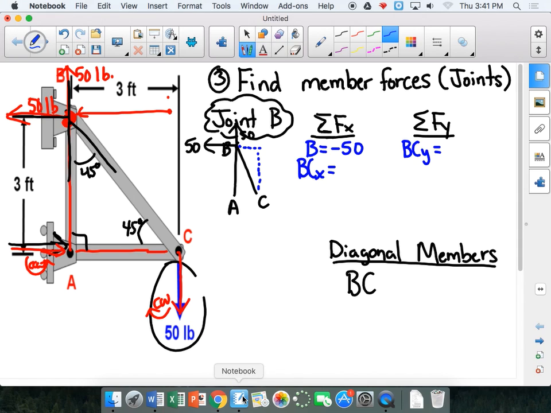Now let's look for forces in the y direction. I have BA that's in the y direction, and I also have the outside force at joint B right here that's in the y direction. And that one we already know is positive 50. So I can solve for BCX really easy because I know that that should equal 0 if I add these up. So BCX has to be positive 50.